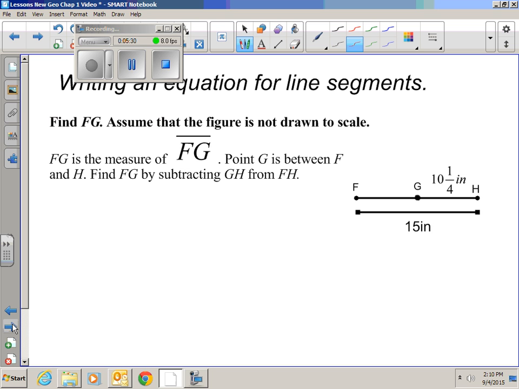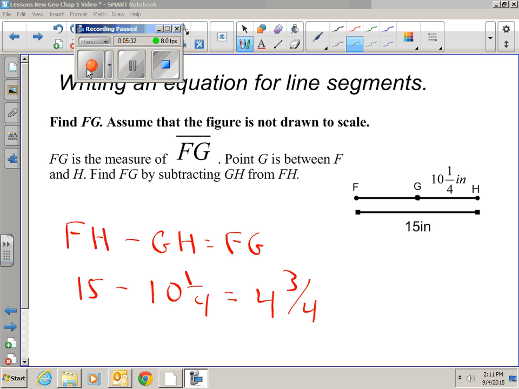You guys try this one. Great. You should have gotten 4 3/4 inches for the length of segment FG.